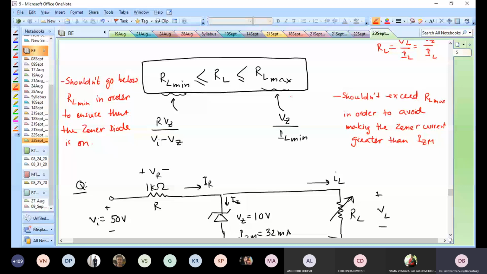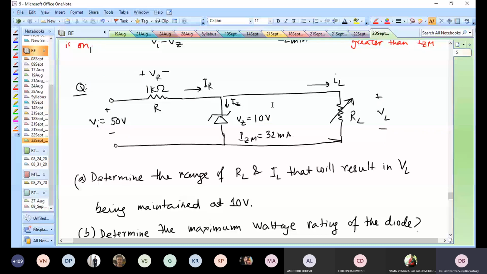So basically, we have these two situations. We should not go below RL min, because if I do, my Zener diode will be off and the circuit will not work as intended. And I should not exceed RL max, because if I use a load resistance greater than RL max, then my Zener diode would be conducting so much current that it will exceed the maximum current rating. So this is why I have these two situations. Okay. So is this clear up to this point, this description? Hopefully it's clear. If you have any question, ask me.